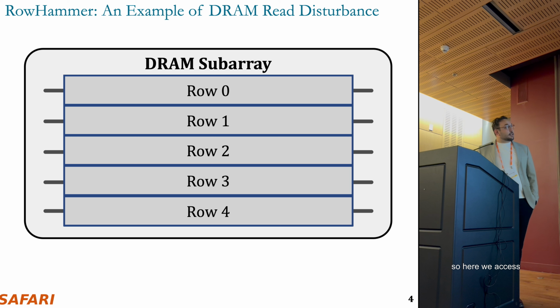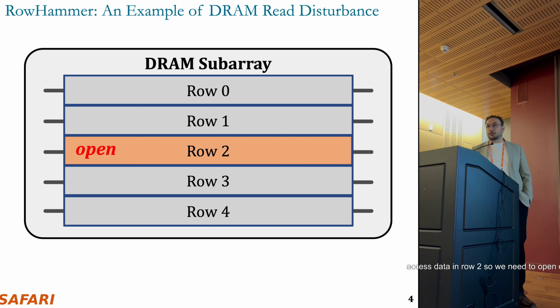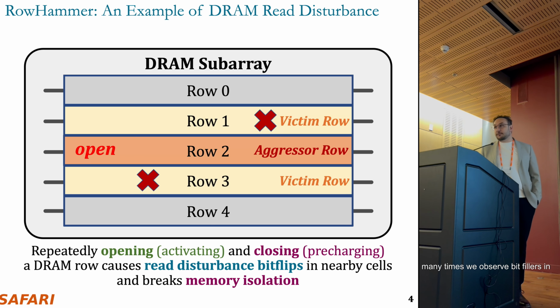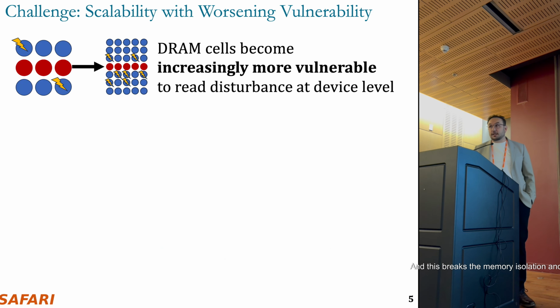Here we access DRAM cells internally in DRAM row granularity. So assume that we access data in row 2, so we need to open or activate row 2. And once we are done with this and we want to access another data in another row, we need to close it. When we do this open and close operation many times, we observe bit flips in physically nearby rows that are not necessarily accessed. And this breaks the memory isolation and leads to all those problems.